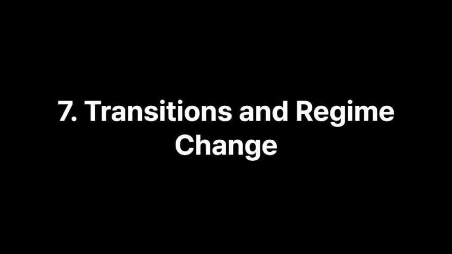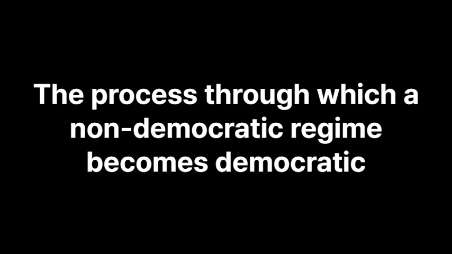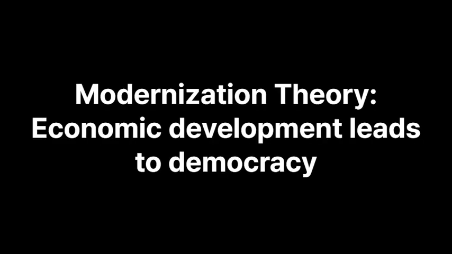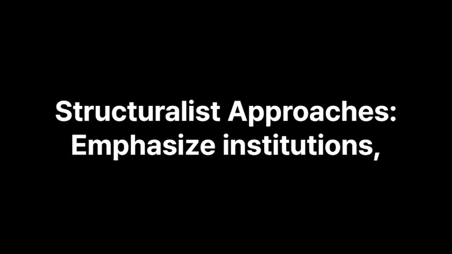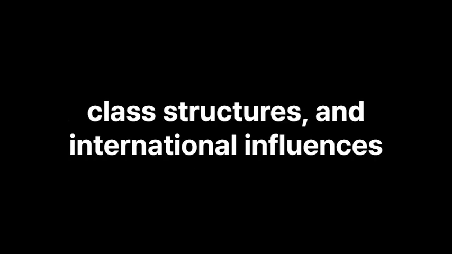7. Transitions and regime change. 7.1. Democratization. The process through which a non-democratic regime becomes democratic. Key theories include modernization theory: economic development leads to democracy. Elite bargaining: transitions negotiated between authoritarian elites and opposition. Structuralist approaches emphasize institutions, class structures, and international influences.